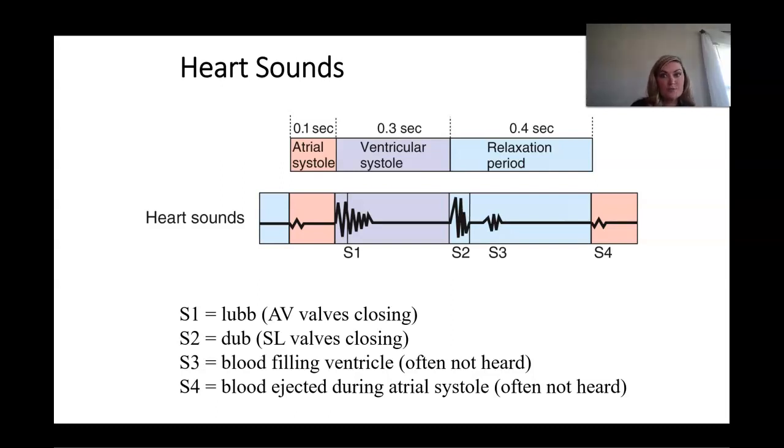The other 2 sounds are going to be the S3 sound, which is going to be blood filling in the ventricle. That often is not heard. And then the S4 sound is going to be blood ejecting during atrial systole. And again, that one's not often heard either.